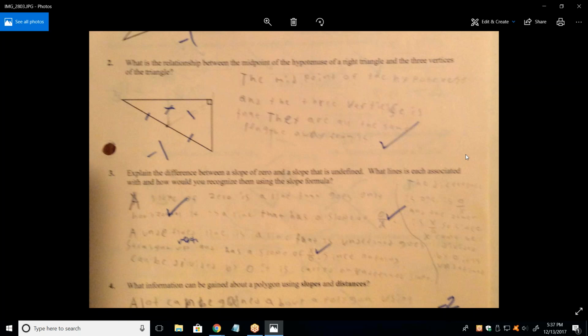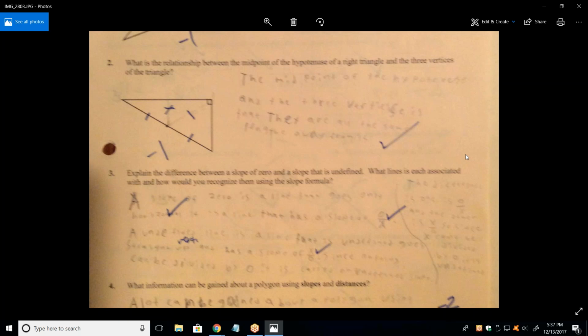I can't read your answer. What's your answer say? The midpoint? The midpoint of the hypotenuse is of equal length to all three, equidistant to all three vertices of the triangle. Yeah, and this has the characteristics of a circumcenter.